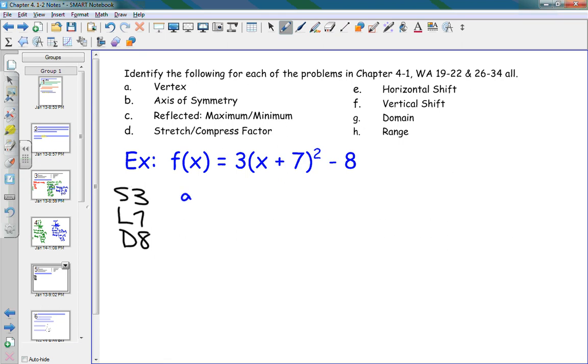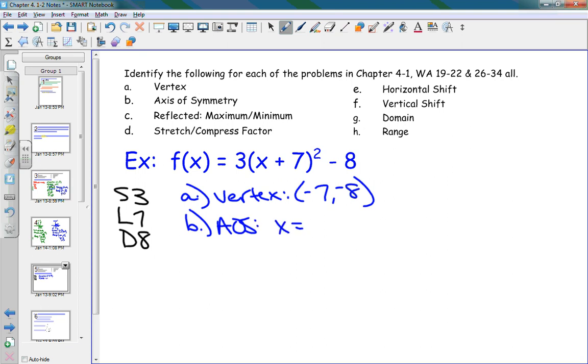So now, A is my vertex. What's my vertex? Well, I'm going to the left 7, so that's -7. I'm going down 8, so that's going to be -8. What's my axis of symmetry? X equals -7. Why is it -7? Because it says x equals, and what's the x-coordinate of the vertex? It has to be h, which is your -7.